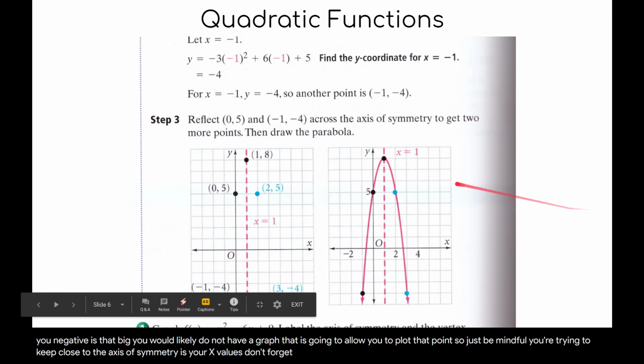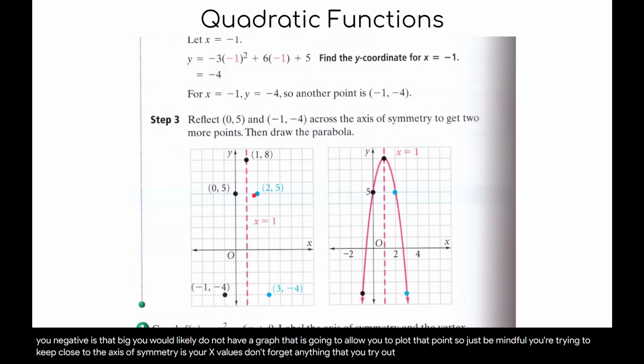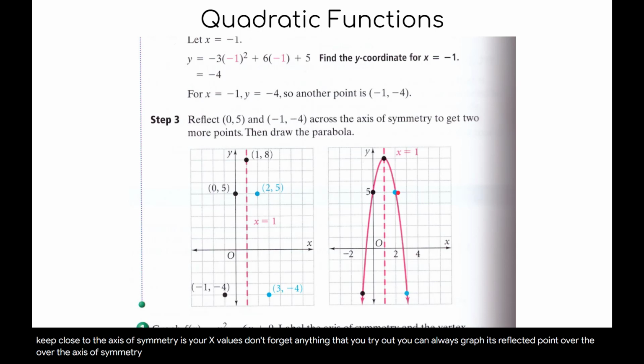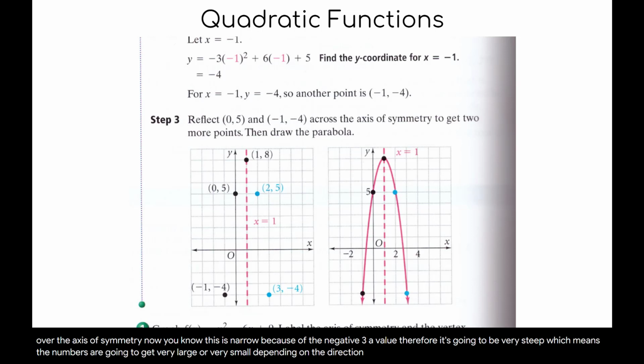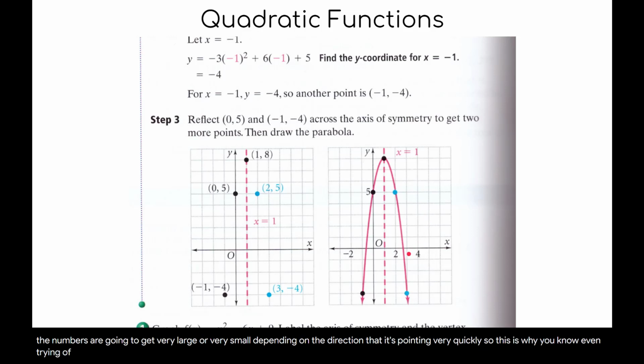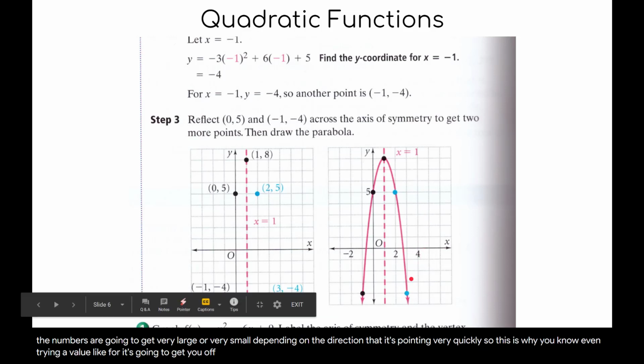So don't forget, anything that you try out, you can always graph its reflected point over the axis of symmetry. Now you know this is narrow because of the negative 3 a value. Therefore, it's going to be very steep, which means the numbers are going to get very large or very small, depending on the direction that it's pointing, very quickly. So this is why, even trying a value like 4, it's going to get you off your graph pretty fast.